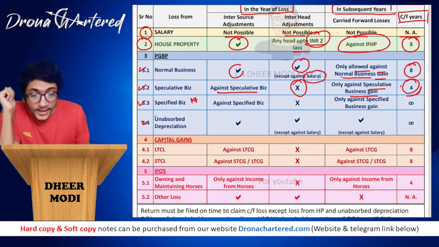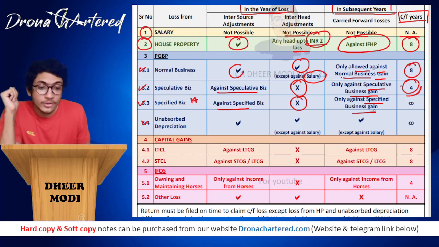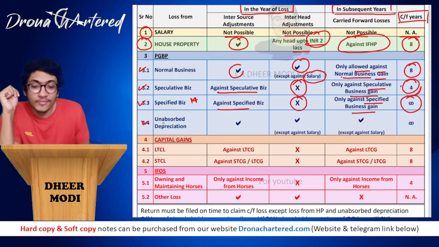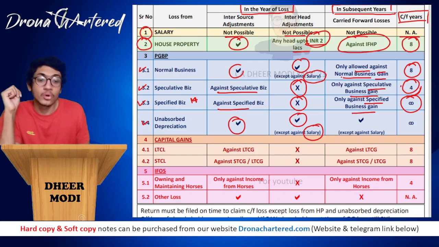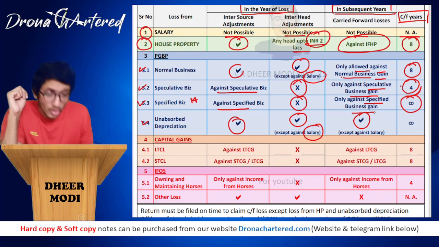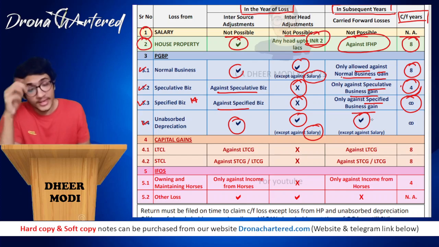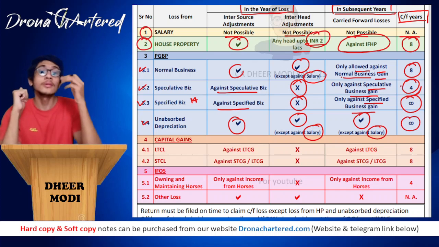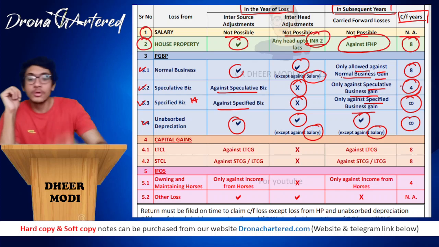Next is your specified business. Specified business can be set off against specified business gain. Any other head is not allowed, and only against your specified business gain for an infinite number of years. There is no limit on the number of years. And your unabsorbed depreciation: same head also allowed, different head also allowed, but salary is not allowed. In future years also, carry forward will be allowed except against salary, and over here also this is infinite years. That means there is no limit.